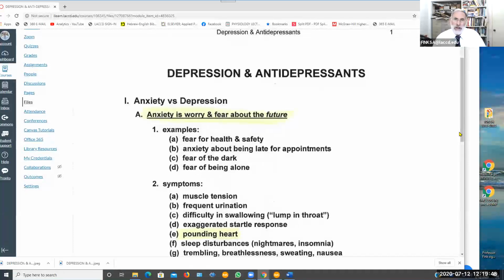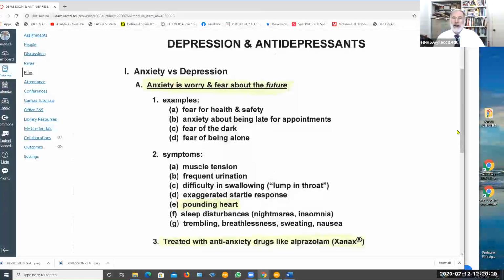Now, depression, I want to briefly contrast that with anxiety, because anxiety and depression are two of the most common emotional states that all of us experience at different points in our lives. So anxiety is primarily an emotion related to worry and fear about the future. So it's anticipating apprehension about what might happen in the future. And this includes fear for health and safety.